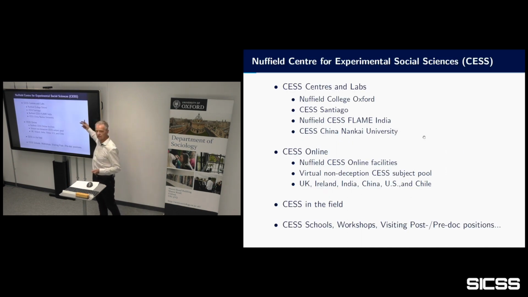So I think CESS went over basically who we are. We have four centers here in Oxford, Santiago, Chile, India, and China. We have a pretty extensive online facility, which Sonke manages. And we have, as he pointed out, the subject pool of about 50,000 people. It's actually spread over the UK, Ireland, India, China, the US, and Chile. And we're also, as you'll see in the second module, involved in field experiments. In addition to all of this, we do workshops, we have summer schools, and we do visiting post and pre-doc arrangements.